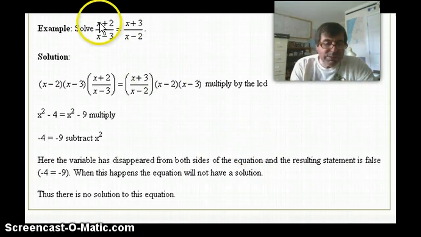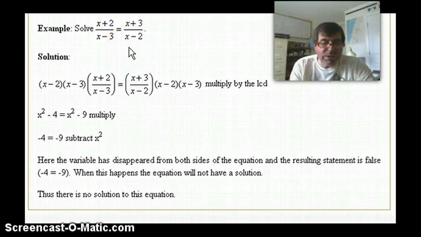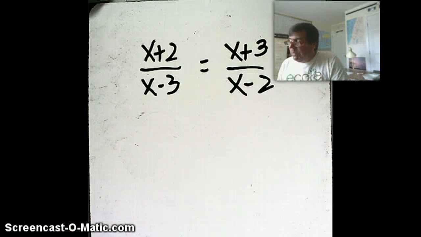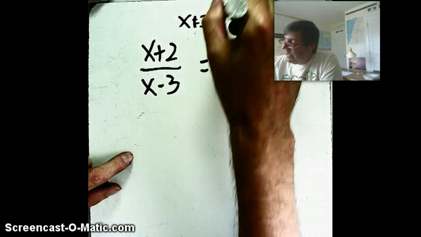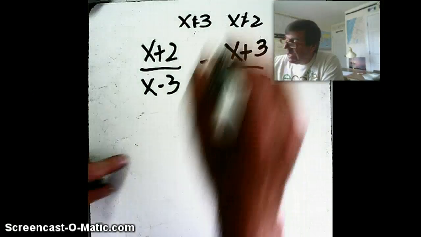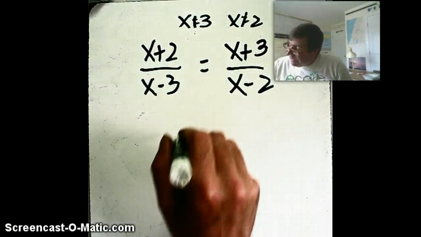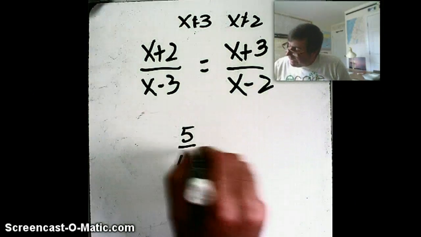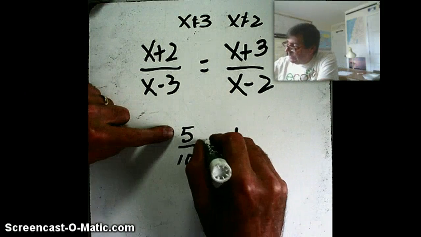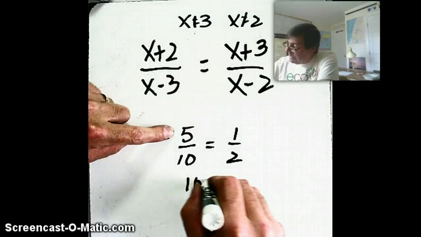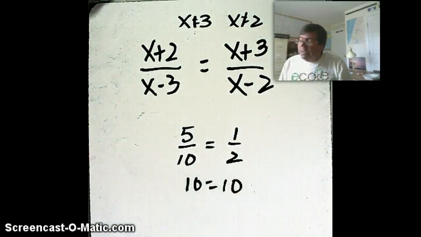Now, notice this problem right here. You could find the common denominator, or you could cross multiply. Watch how I do this problem. Okay, so we're looking at this problem. Now, keep in mind, x cannot equal 3. x cannot equal 2. Not in my original problem. Now, hold the phone here for a second. 5 over 10 equals 1 over 2, right? Can I cross multiply? That's 10 is equal to 10. Is that true? Yes. That is a method you could use.